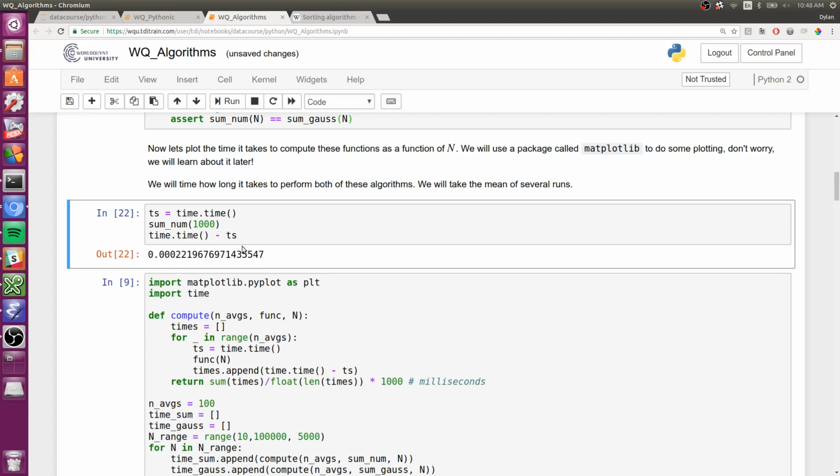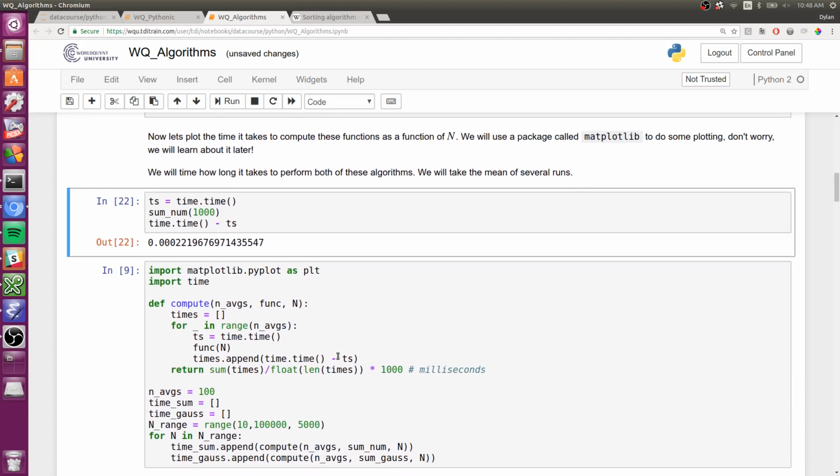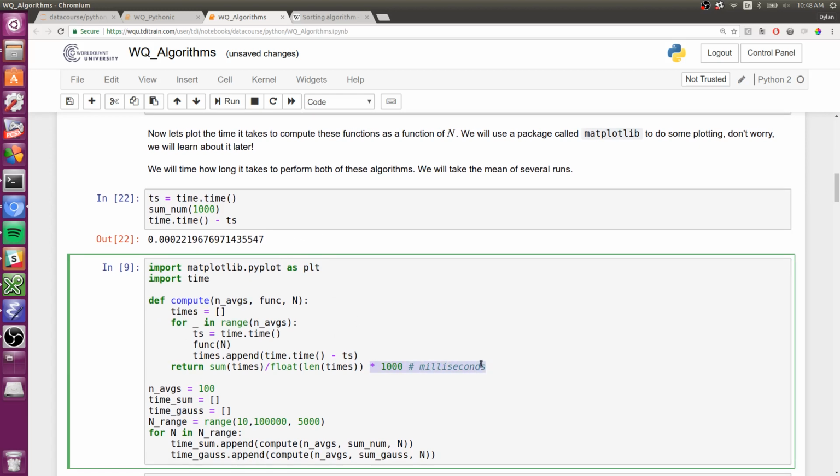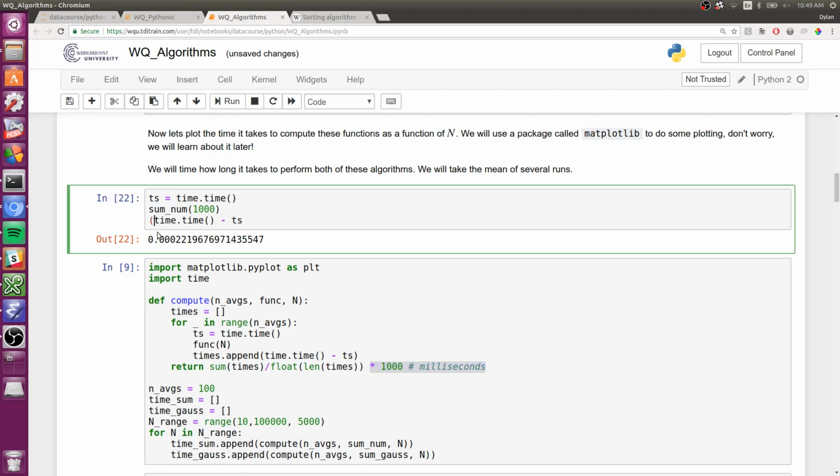So for example, let's see here. I'm not sure exactly what units these are in. My interpretation of this comment is it took 0.2 milliseconds for us to compute the sum of 1 through 1,000 using this sum num function.